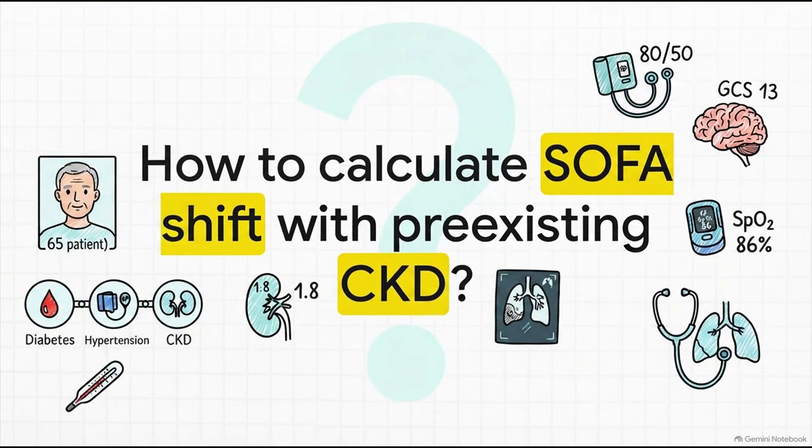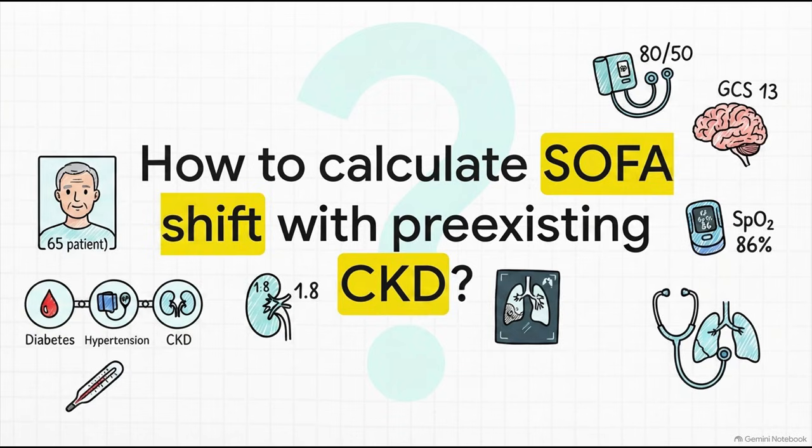Let's dive into Section 3, Clinical Scenarios and Baselines. Time to apply these rules to actual, messy, real-world patient charts. I want to pose a question to you. How do we calculate an acute SOFA shift for a patient who already has failing organs, right? Pre-existing chronic illnesses make our jobs as clinical investigators a whole lot messier.